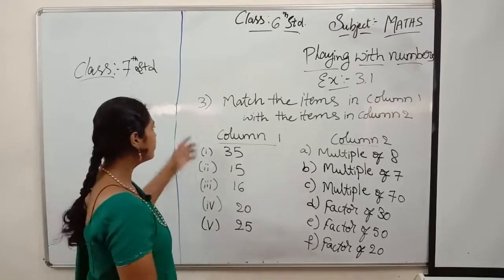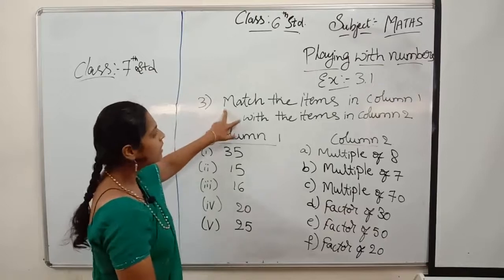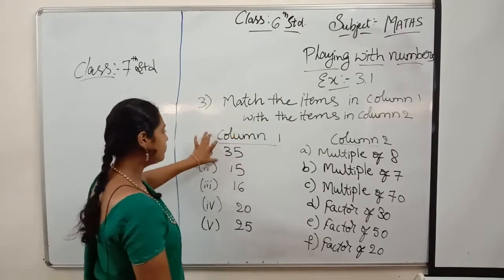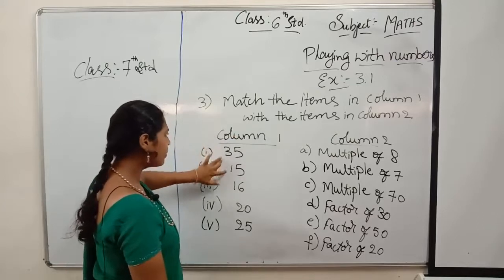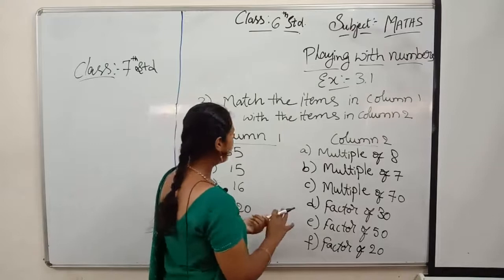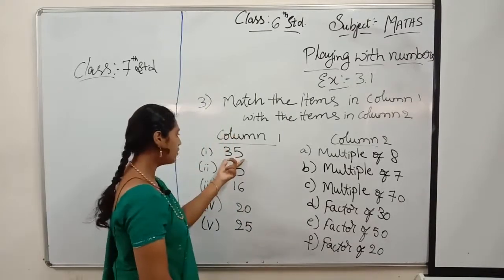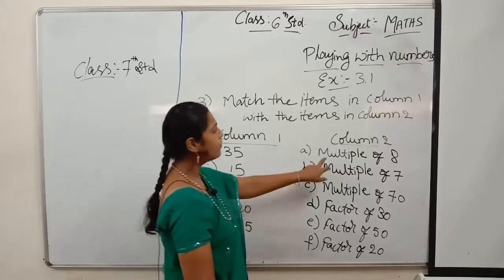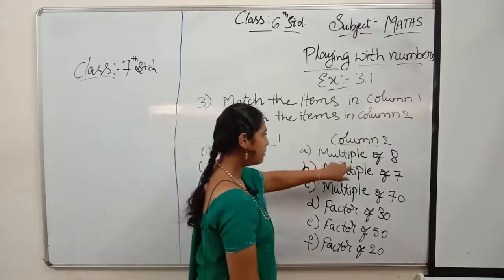Next one is the third one. Match the items in column 1 with the items in column 2. You have to match whatever numbers are there in column 1. First, what they have given in column 1: 35, 15, 16, 20 and 25. In column 2, the first one they have given is multiple of 8.